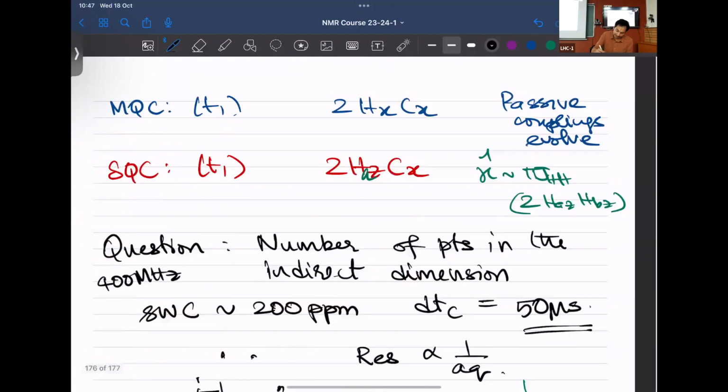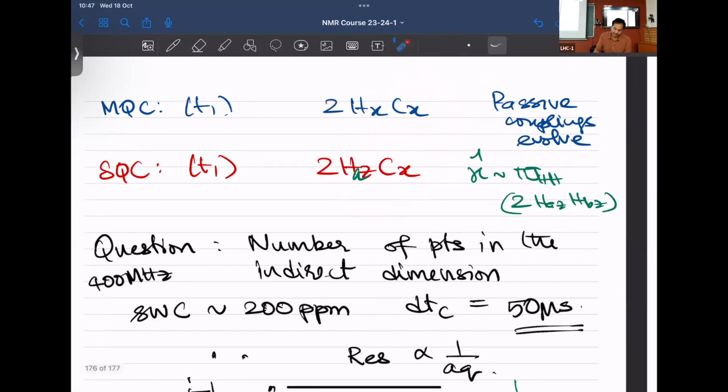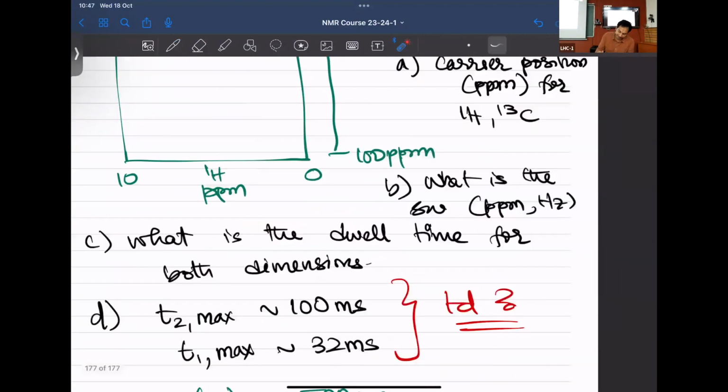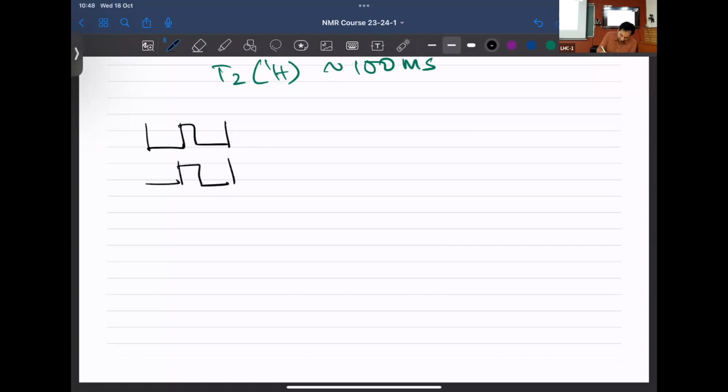We just said that the MQC is a problem because of passive coupling. So I'd prefer an SQC over MQC if I can. So we'll quickly see how an HSQC experiment can be built. This is a module that you guys have seen over and over again. What is this module called? Yes, this is the INEPT module, where the tau delay is set to 1 over? Excellent. 1 over 4J, right?